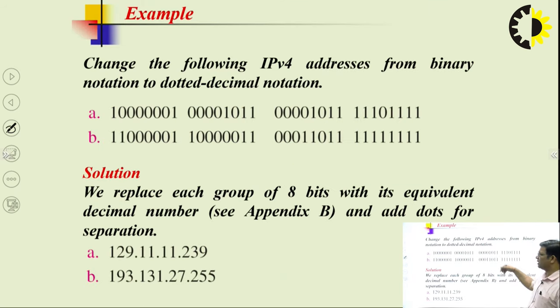These are the questions: change the following IPv4 address from binary notation to decimal notation. This is the binary notation and we have to convert it into decimal notation. This is a separate block, and you have to convert this.